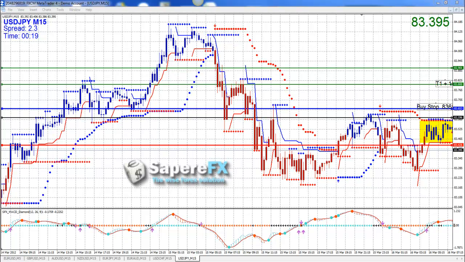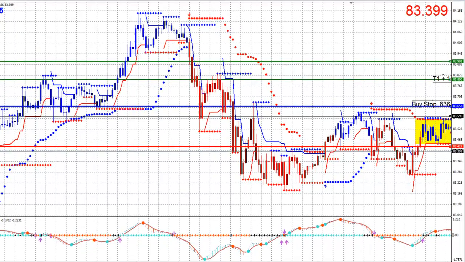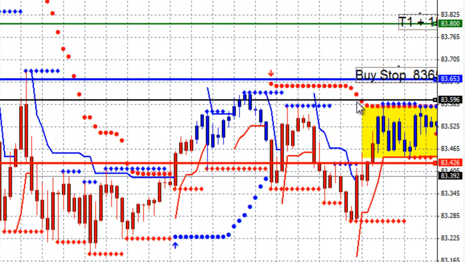It is now Monday, March 19, and what I wanted to do was recap the 3 trades that we placed last Friday, March 16. So we had one trade on the dollar yen, and I'll walk you through the setup. This is the setup on the dollar yen. We had a box here, and basically I put a buy stop at 83.65. Okay, so let's see what happened.